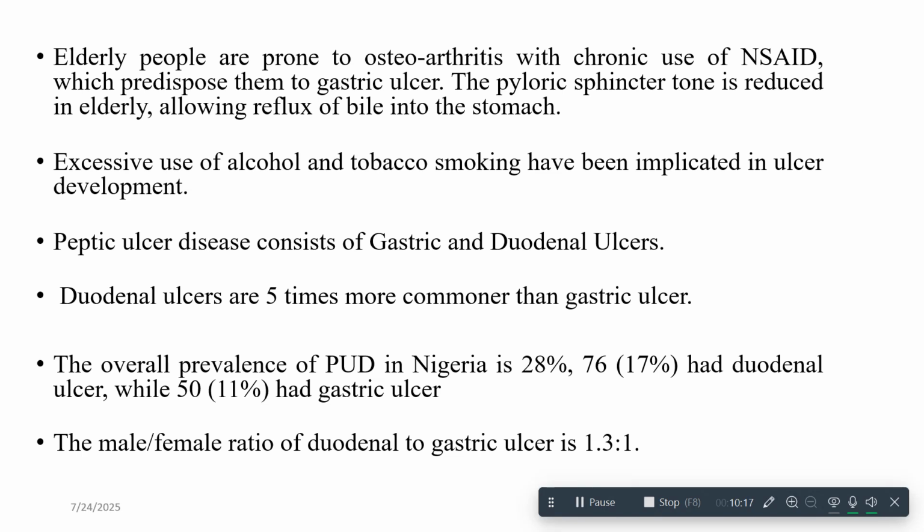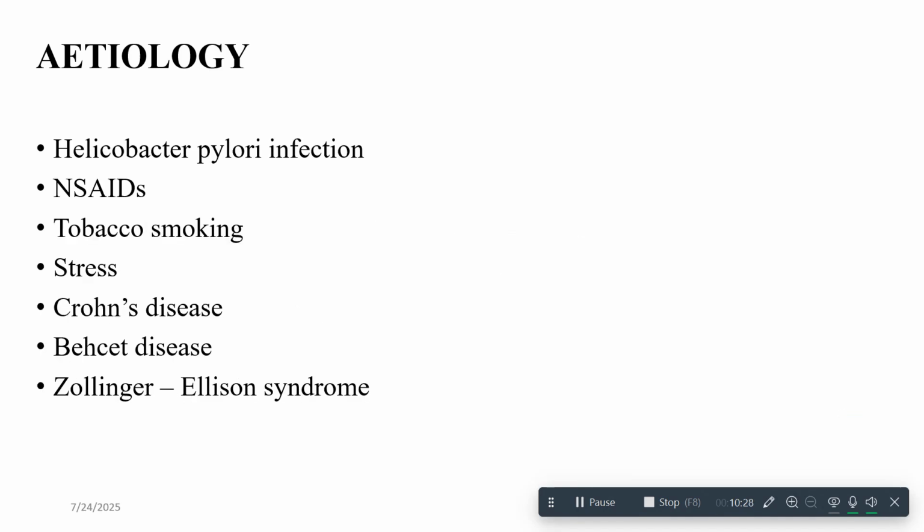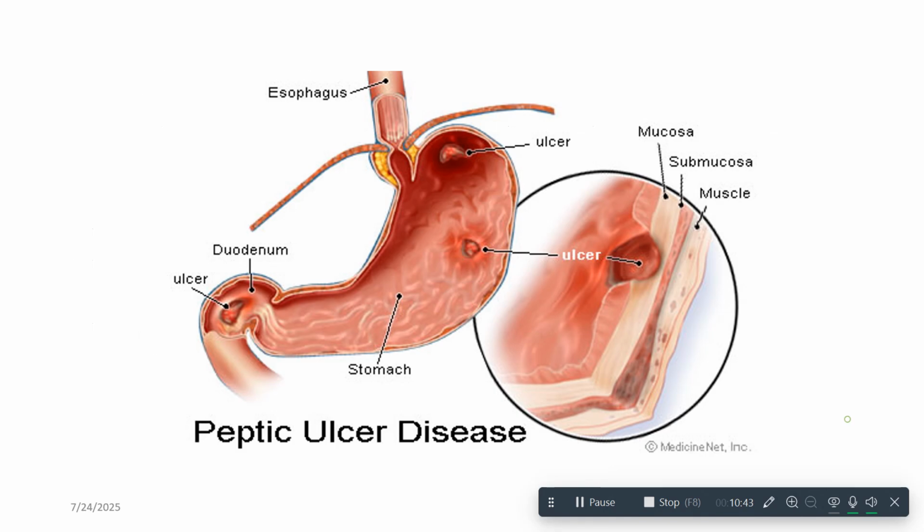Peptic ulcer disease consists of gastric and duodenal ulcer. Etiopathogenesis: ulcers result when the balance between the aggressive forces and the mucosal defense is disrupted. Etiology: Helicobacter pylori infection, which accounts for about 80% of cases, the use of NSAIDs, tobacco smoking, stress, alcohol intake, Crohn's disease, Behçet's disease, and Zollinger-Ellison syndrome. This is a picture depicting peptic ulcer disease.